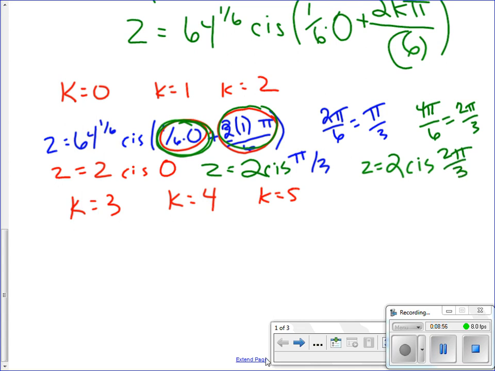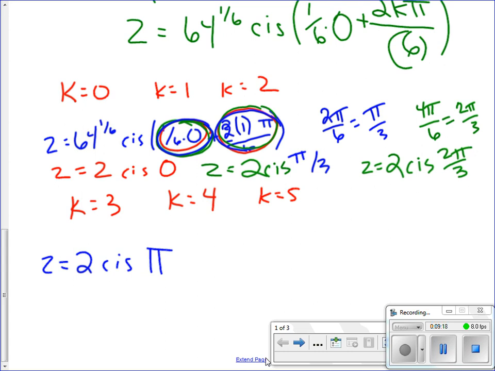And you keep going when k is 3. The modulus is still 2. The modulus is the same for every single answer. And I'm going to go back here. This is still 0. This is now 2 times 3. K is now 3. 2 times 3, pi over 6. 2 times 3 is 6. Divided by 6 is 1. So it's just 1 pi.